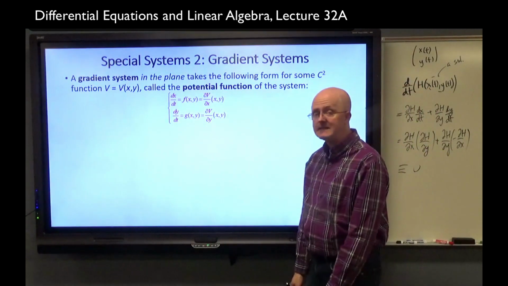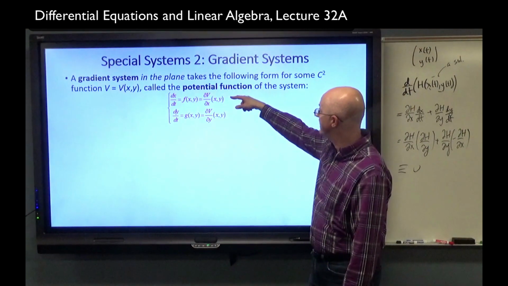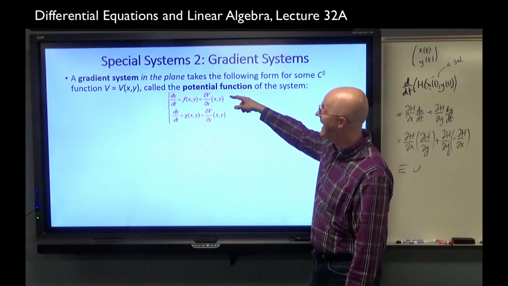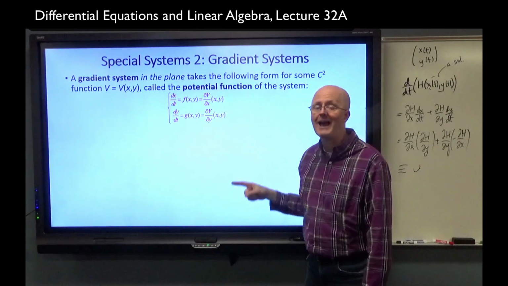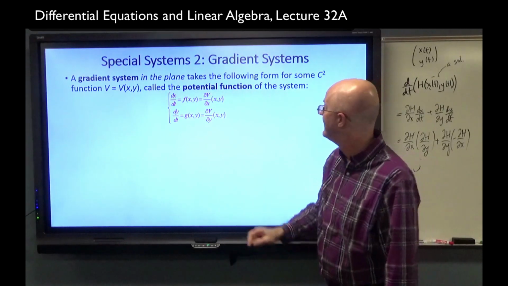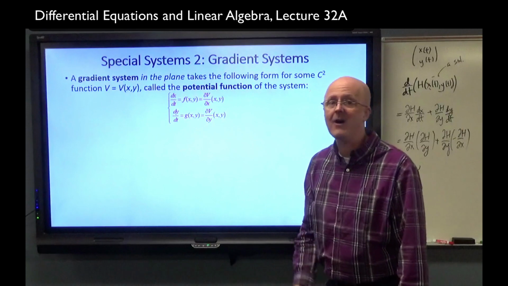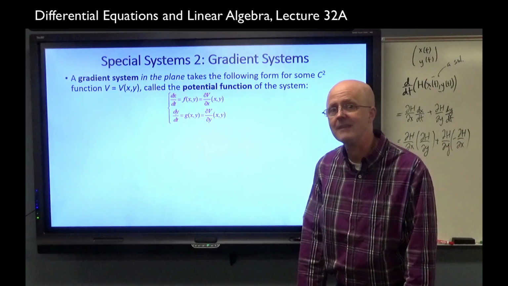And the system takes this special form. The right-hand side of the dx dt equation is the partial of v with respect to x, and the right-hand side of the dy dt equation is the partial of v with respect to y. If you know about gradient vectors, this should ring a bell. These are the components of the gradient vector of the function v.